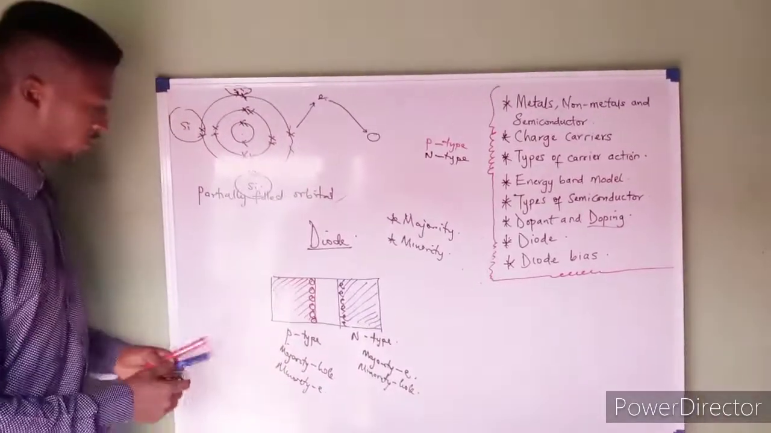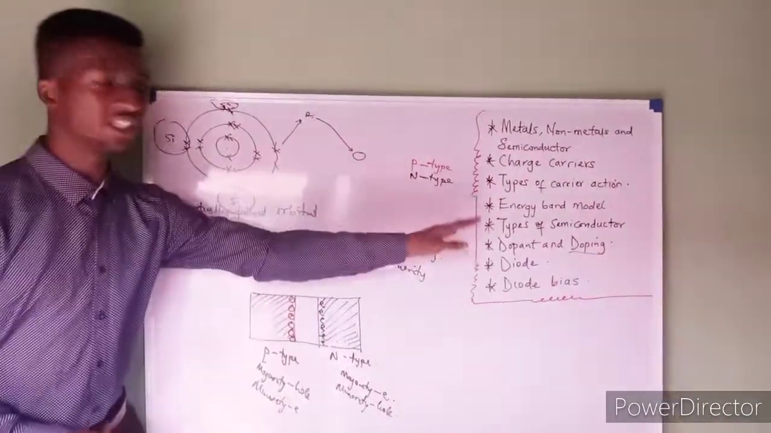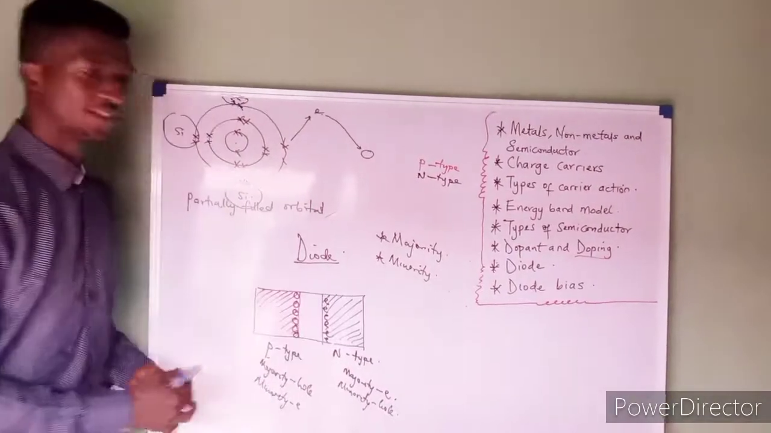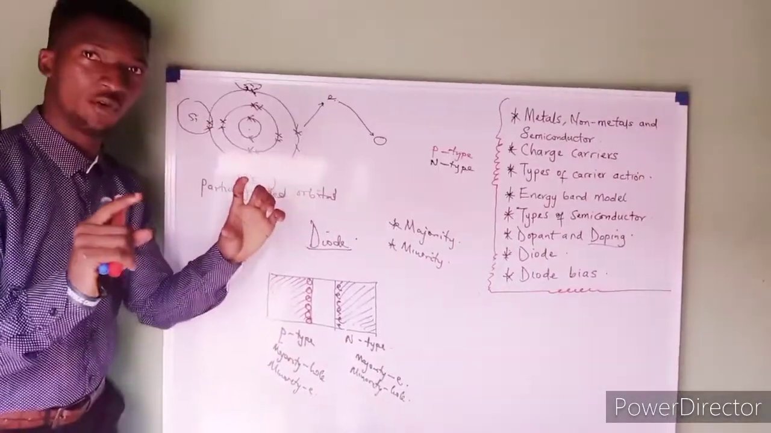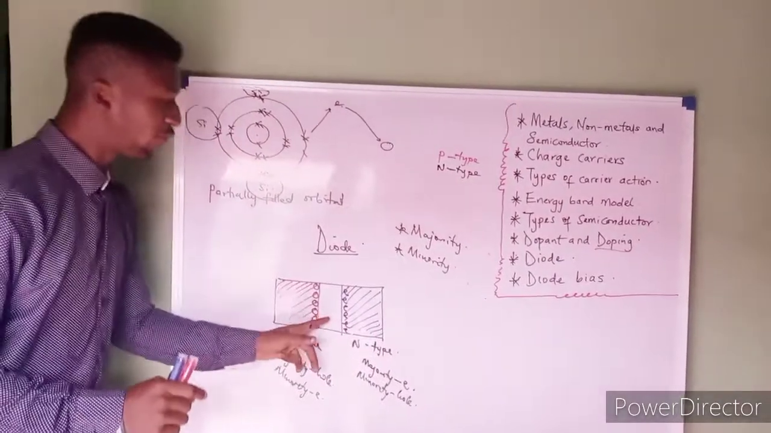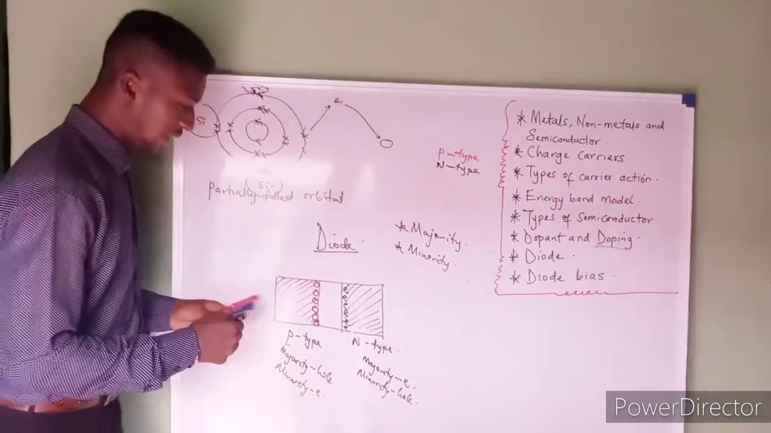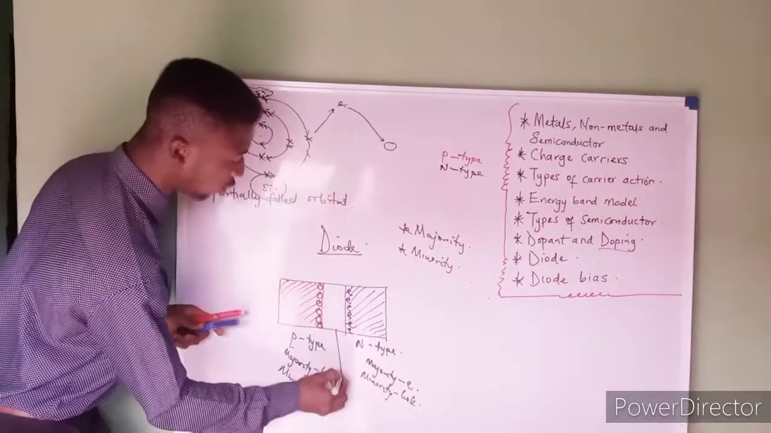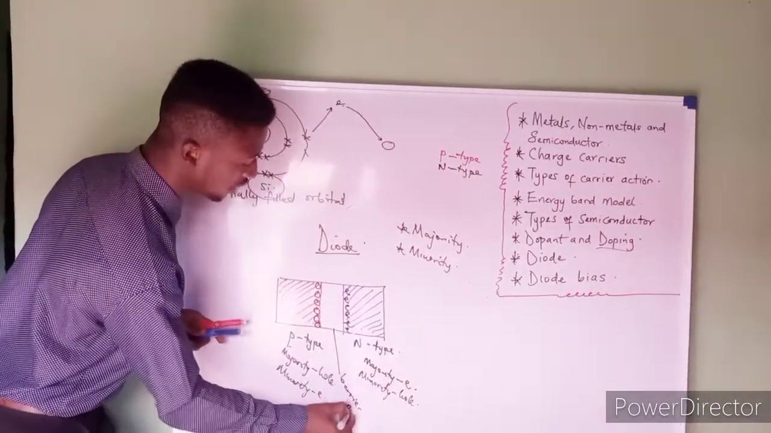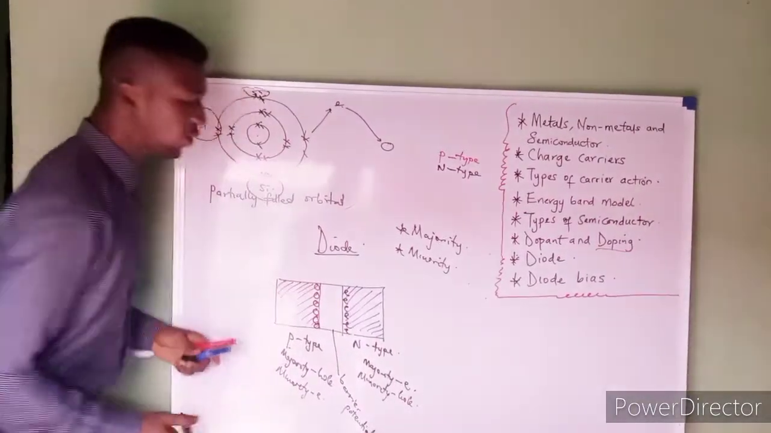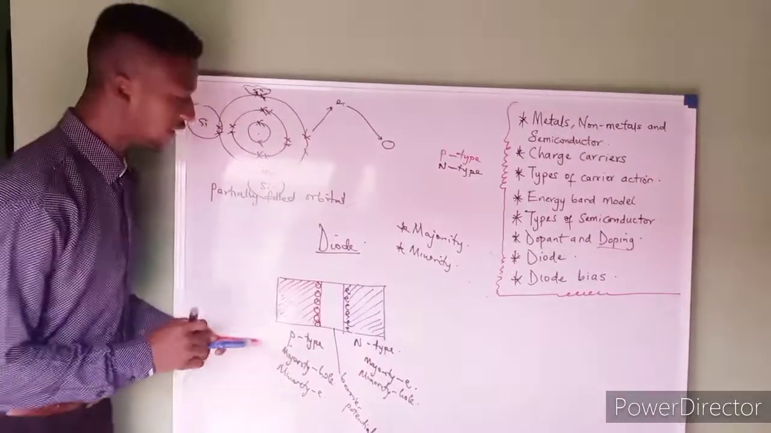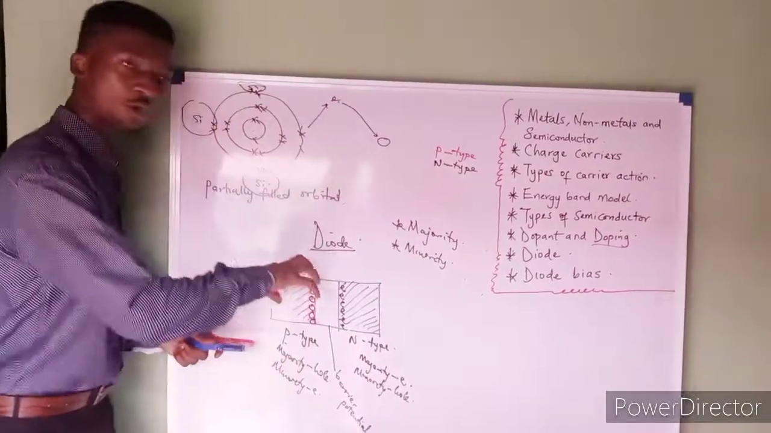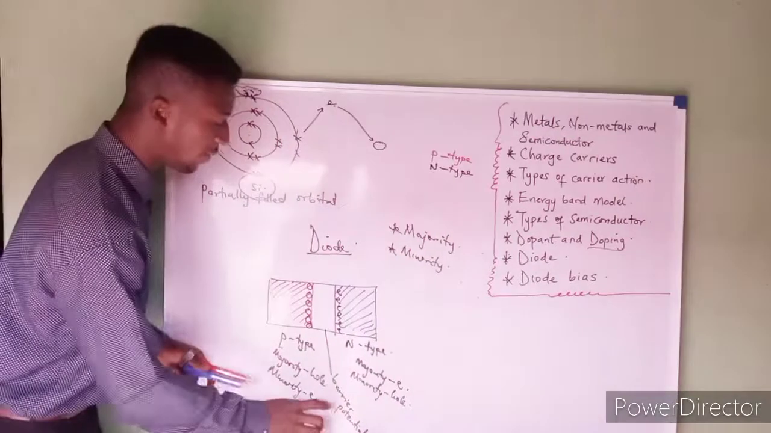Now from this arrangement, you can see that there is a gap, just like you have in the energy band model of a normal semiconductor. This gap in a pure semiconductor is called the energy gap. But for an impure semiconductor, we call it an energy barrier, or a barrier potential. Why is it called barrier potential? Because electrons will have to jump across this region to enter into the conduction band.